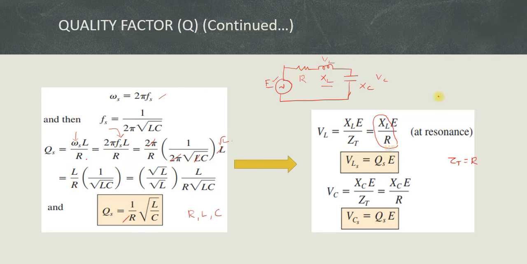Because we know that my quality factor Qs is equal to omega s into L divided by R. Here omega s into L is replaced by XL, so that this XL by R is replaced by the quality factor Qs.